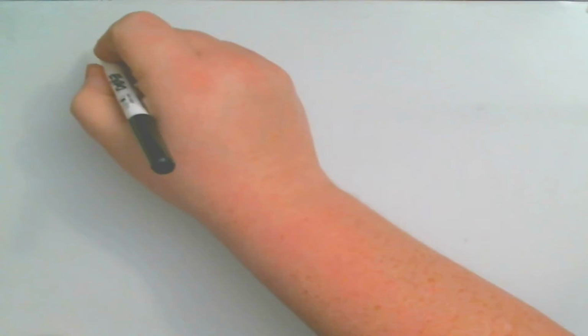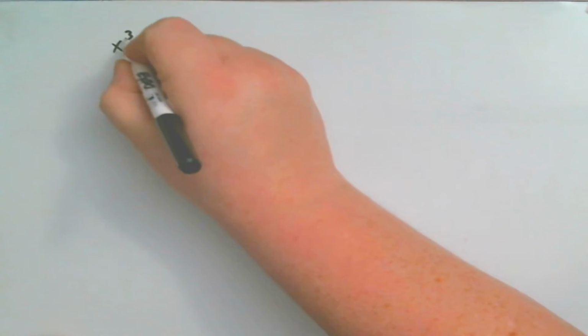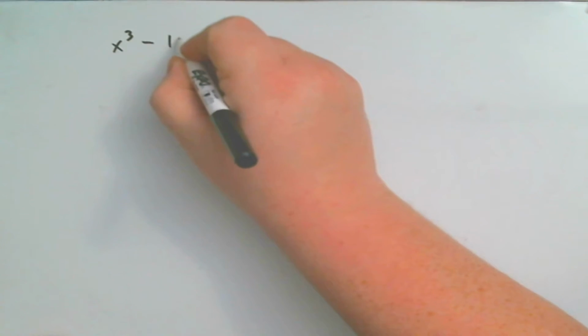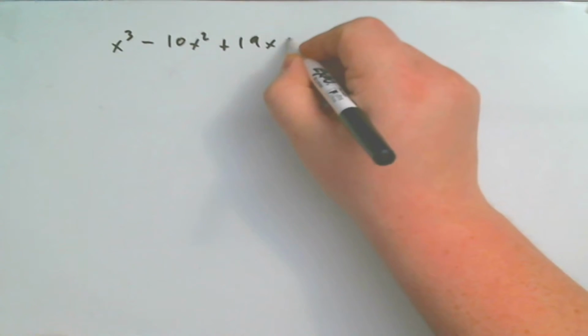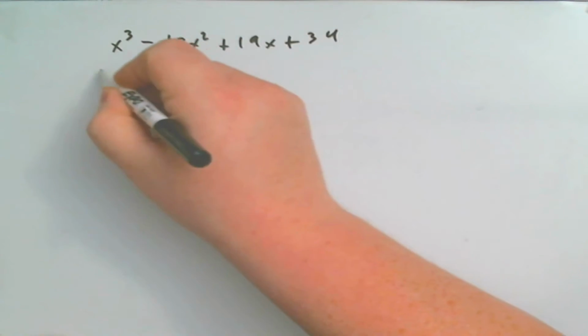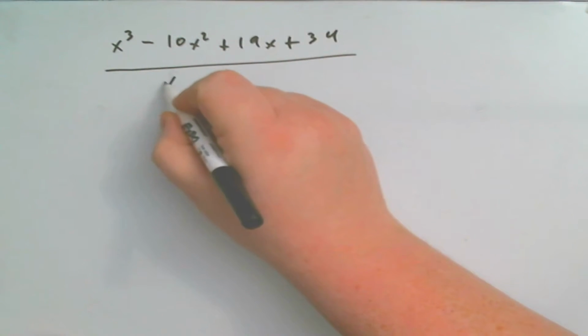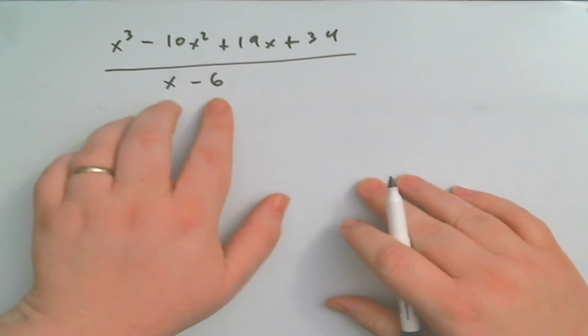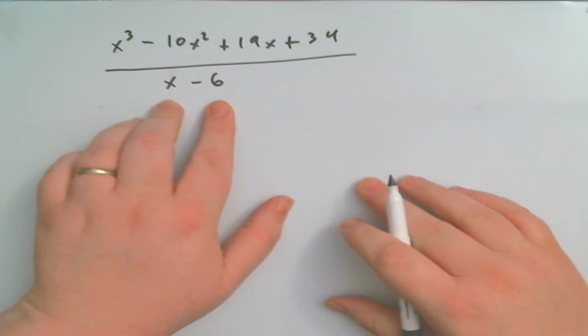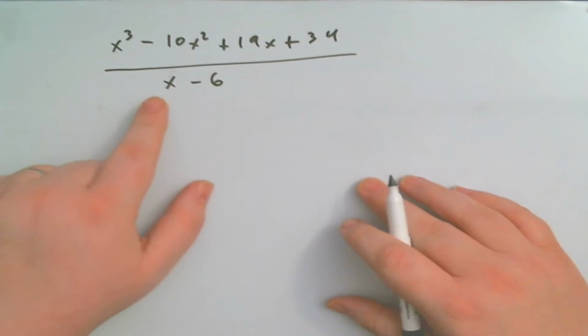Alrighty, so suppose we have this example where we have x cubed minus 10x squared plus 19x plus 34, and I want to divide that by x minus 6. So we have our classic linear divisor that we see for synthetic division, and it's also monic. The leading coefficient here is 1.